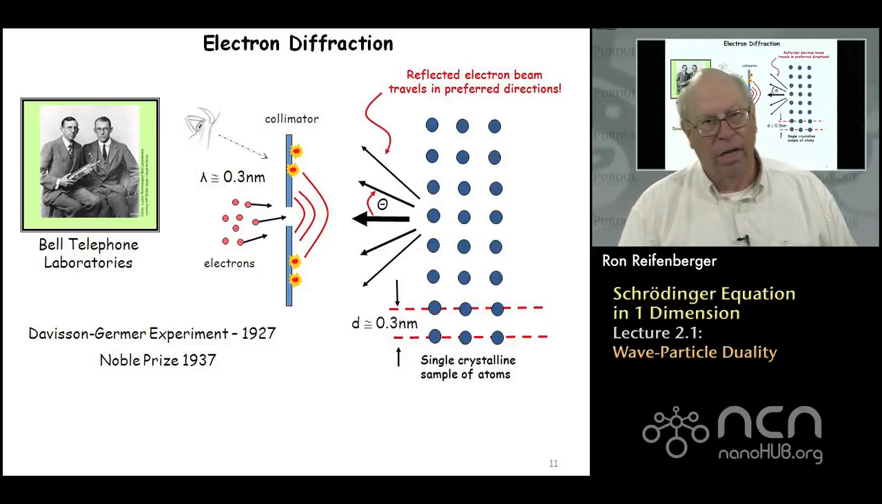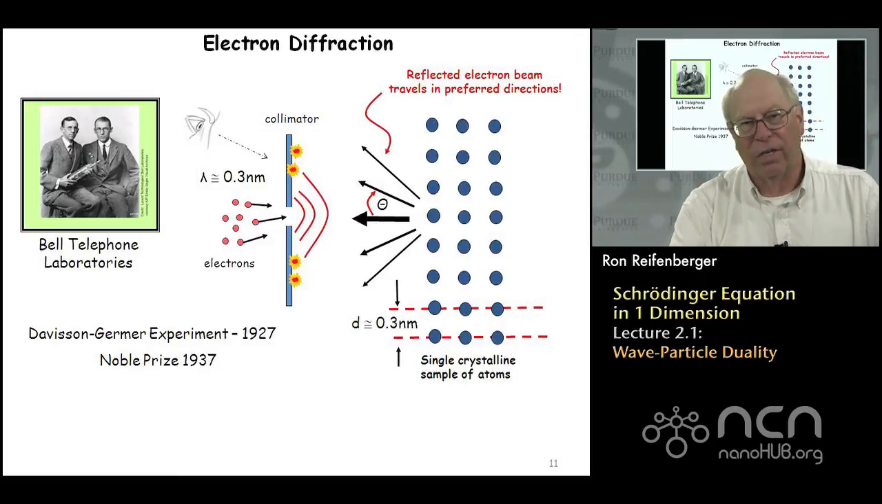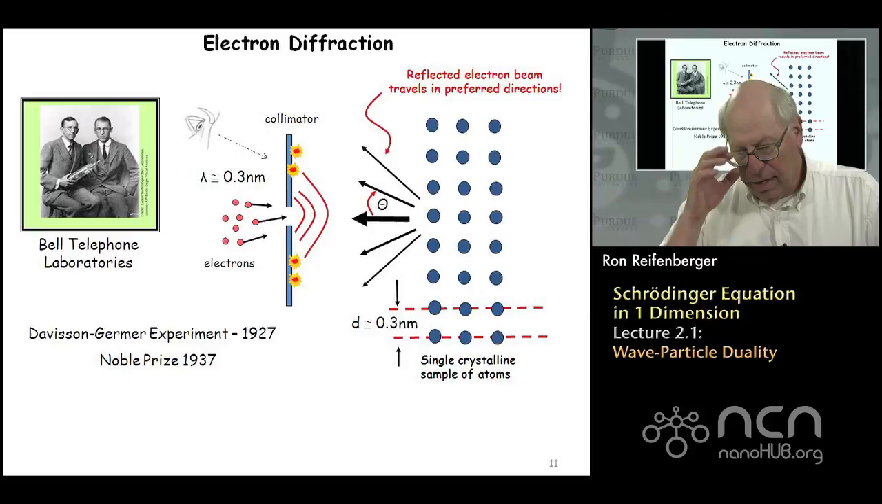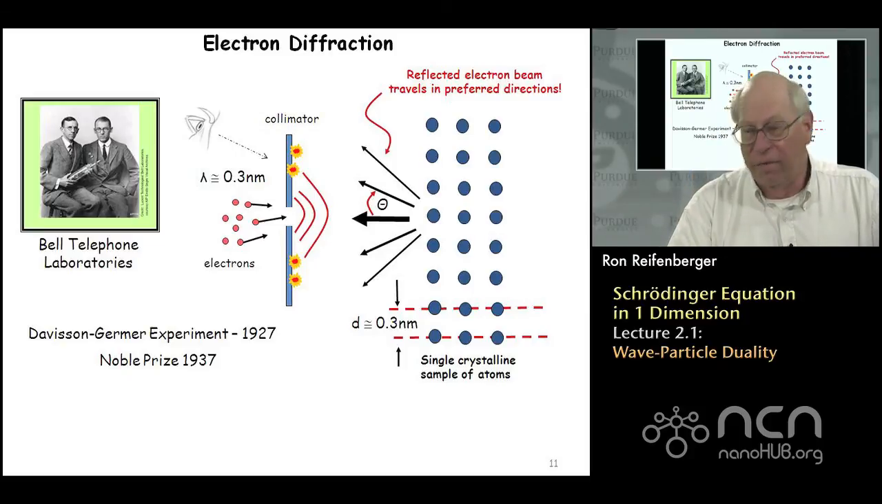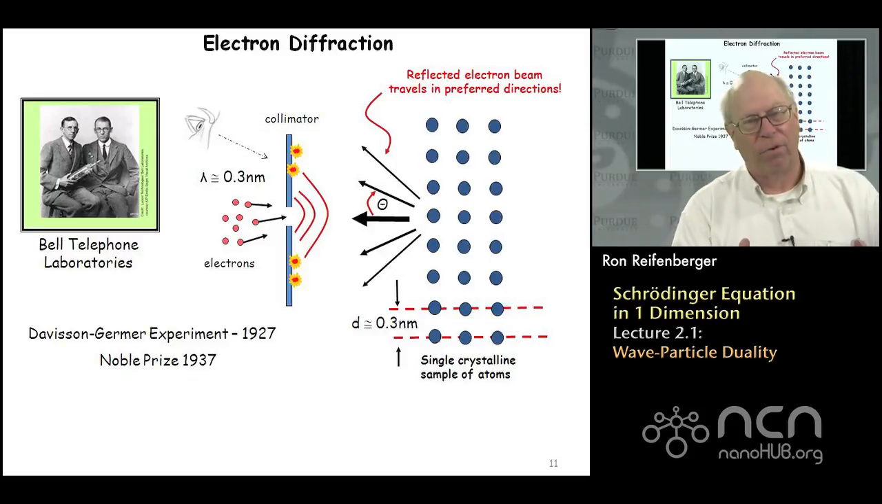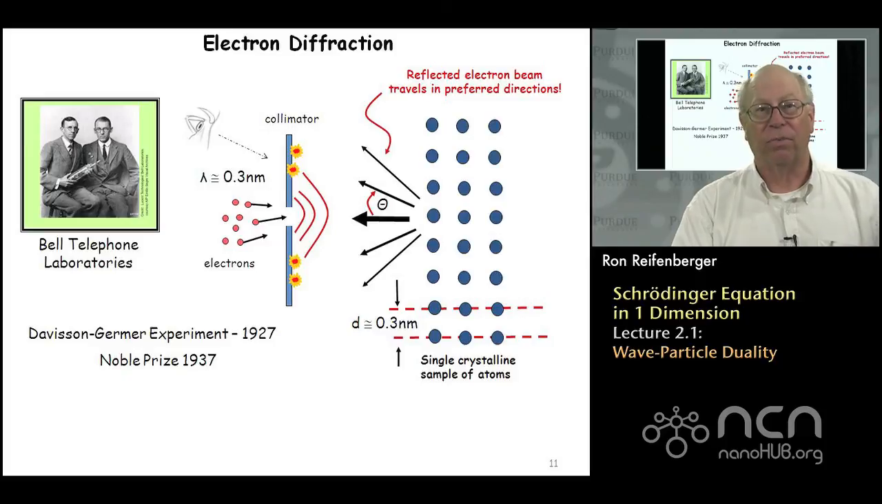So that was a rather startling prediction, and of course once an idea like that is put forward, then experimentalists will try to prove one way or the other whether that idea is true or false. And Davisson and Germer in 1927, they were employed by Bell Telephone Labs in New Jersey. They did a very, very famous experiment where they in fact proved that de Broglie was correct, that electrons do behave as waves under certain circumstances.